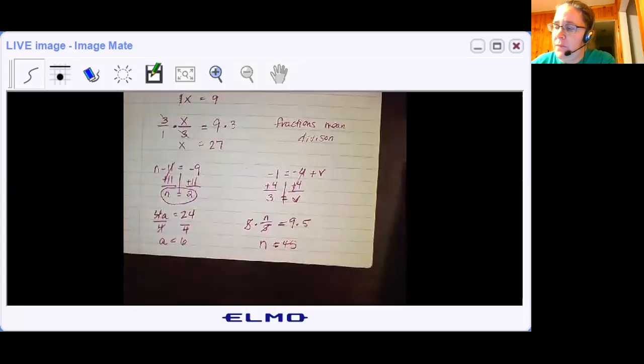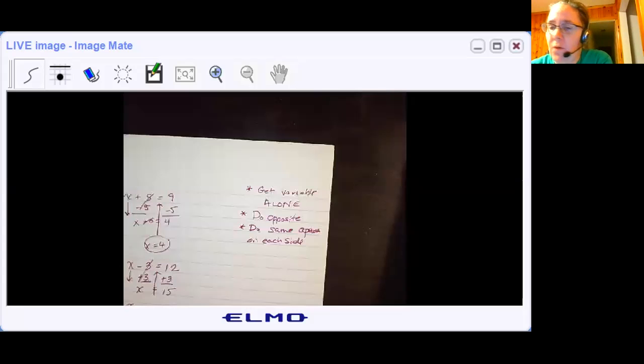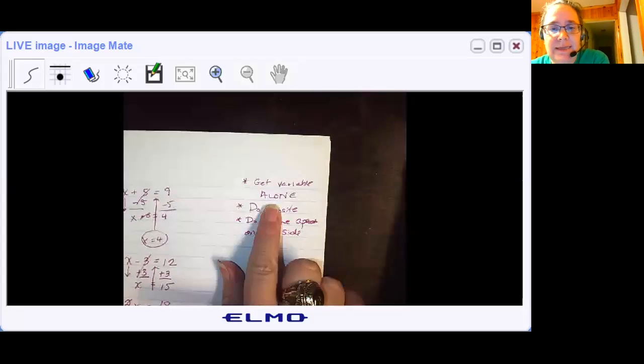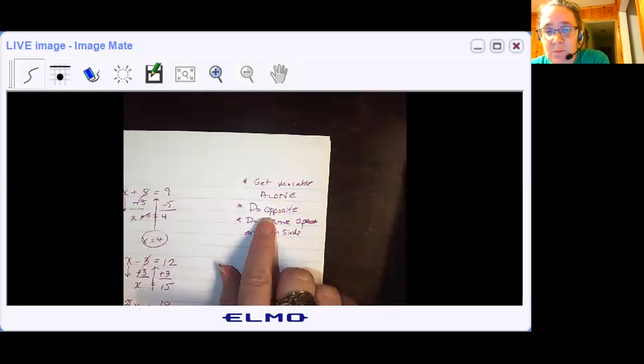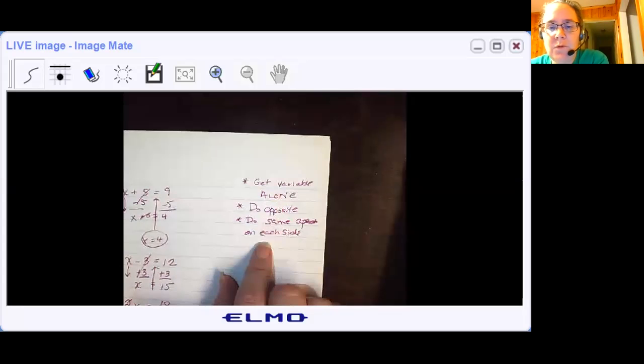Always remember, our primary goal in solving an equation is to get your variable alone. You are always going to do the opposite to move anything to the other side of your equation. And you always want to do the same operation to each side of the equation to keep it balanced. What you do to one side, you have to do to the other.